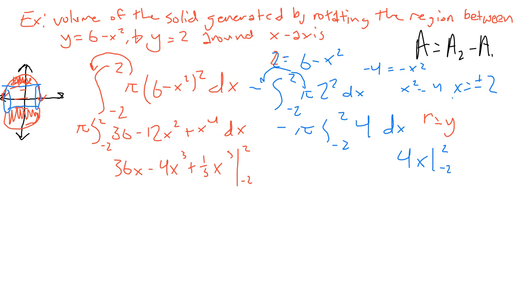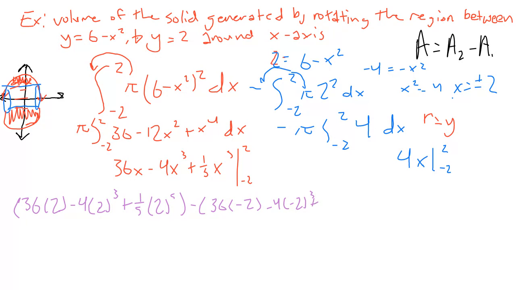So now it's just a matter of playing with our bounds. So over here, we're going to get 36 times 2 minus 4 times 2 cubed plus 1/5 times 2 to the 5th, minus 36 times negative 2 minus 4 times negative 2 cubed plus 1/5 times negative 2 to the 5th.